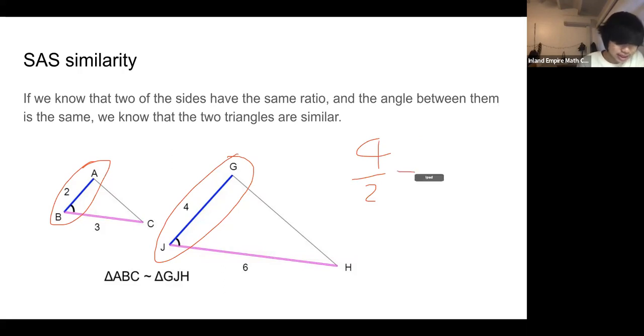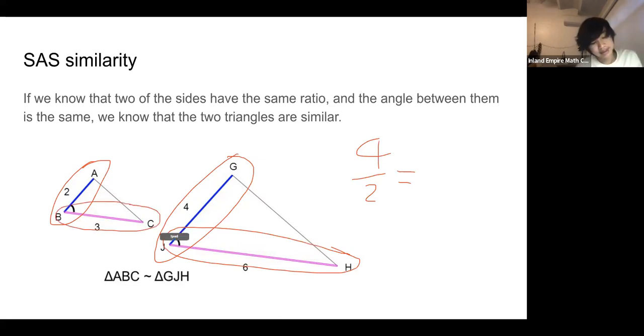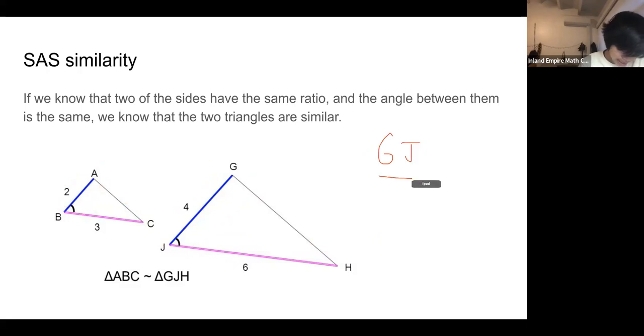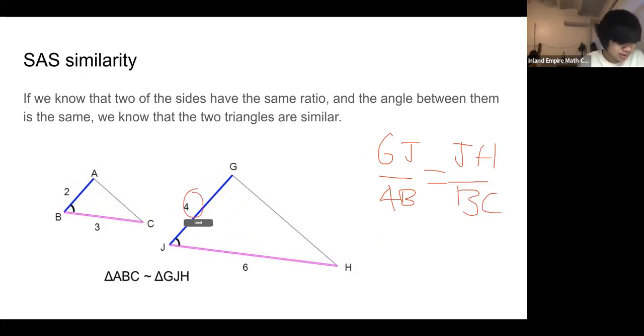And then this will actually equal HJ over BC. So you can think about these as corresponding sides, which equals 6 over 3. And that means that we get that 2 equals 2. So basically these two are the same. GJ over AB equals JH over BC, because 4 over 2 equals 6 over 3. 4 divided by 2 equals 2, 6 divided by 3 equals 2 as well. So these are the same.